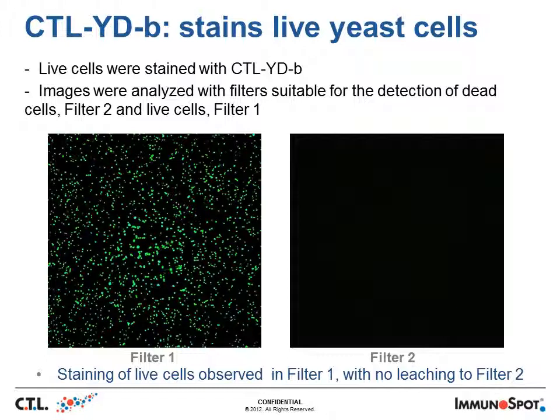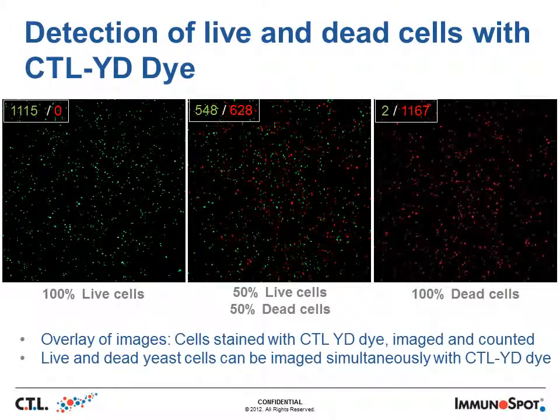However, we were curious to know if we could image them simultaneously. Now that makes more practical sense, as most yeast samples will have a mixed population of both live and dead cells. We stained mixed population of cells with the CTL-YD dye. Now this dye, as I mentioned earlier, has both the components. And the ratio with which these two components have been added have been tested out extensively by us in the lab. We show you here overlays of the images with the two filters.